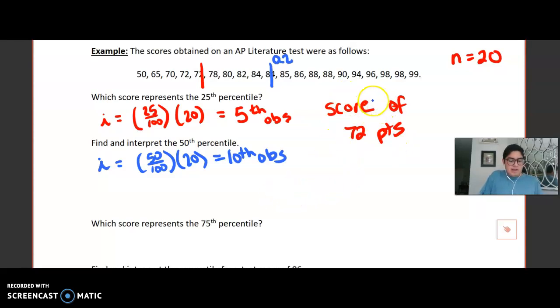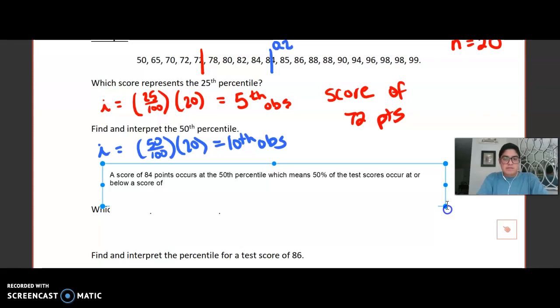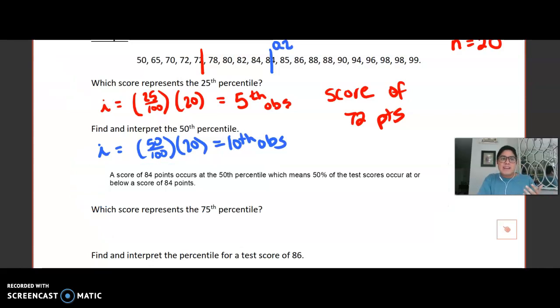So here, I'm going to interpret it using our sentence stem from above. I'm going to say, a score of 84 points occurs at the 50th percentile, which means 50% of the test scores occur at or below a score of 84 points. Cool beans. So you can see we just locate it and then we interpret it.